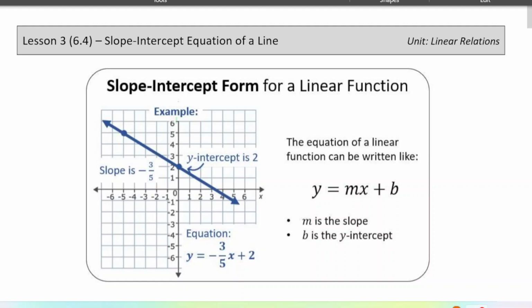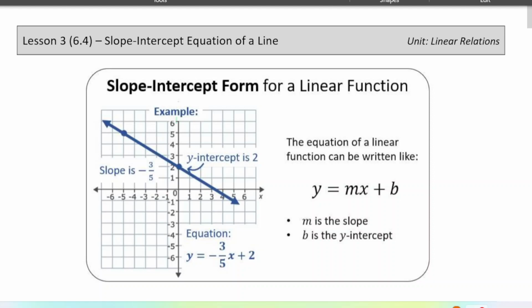This is lesson 3 of chapter 6. Today we're looking at equations of straight lines. Up until this point in this chapter, we've just focused on slope, and now we're going to turn our focus to looking at equations. We're going to learn 3 types of equations in this chapter, and we're starting with the first one today.